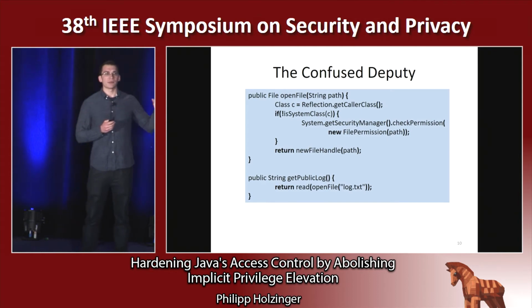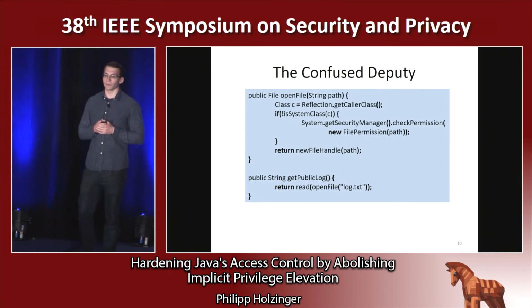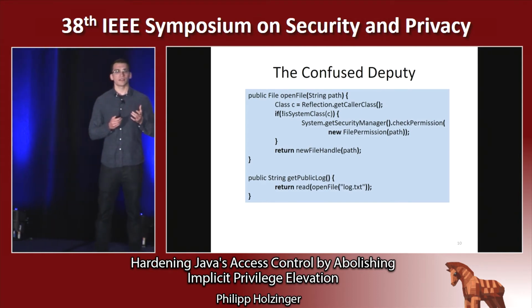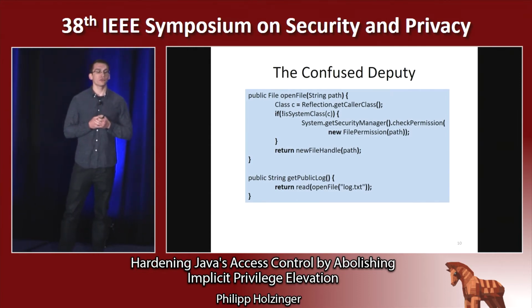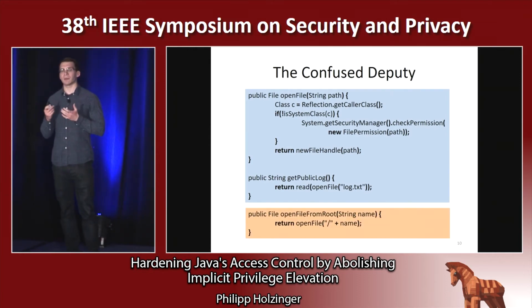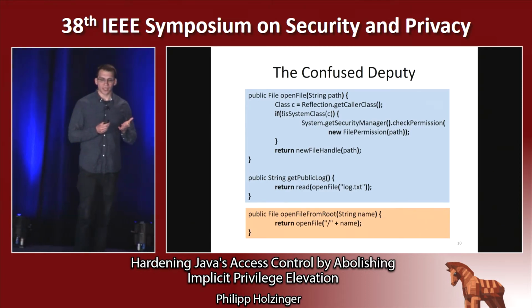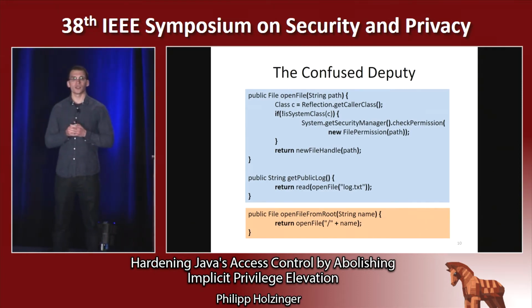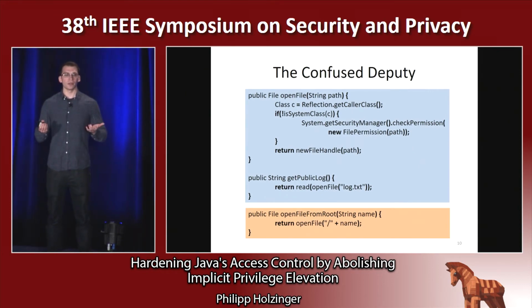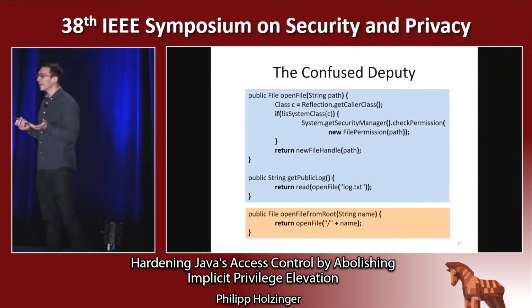This is the exact same example of a system class that we've seen before. And now suppose that the developer of a system class introduces a very simple helper method, openFileFromRoot. As you can see, this method does not do much. It just takes a string argument, it prepends a slash, and then it uses this argument to call openFile. This is a very simple method. It looks sensible, reasonable, and not harmful at all.